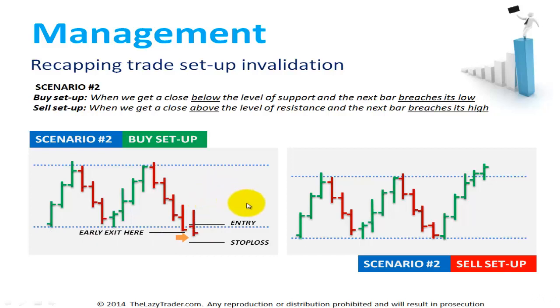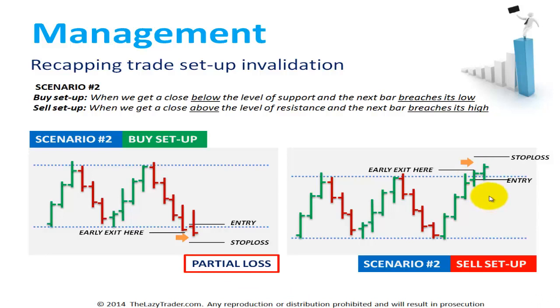If we're looking to sell, then once again, if we get a close above this level of resistance, which we're trying to sell off, and the next bar, crucially, takes out the high of the bar which closes above, then what we can do is simply exit early at the point where it takes out the high, so that we don't have to endure a full loss. We can have a small loss or a partial loss rather than taking a full hit.